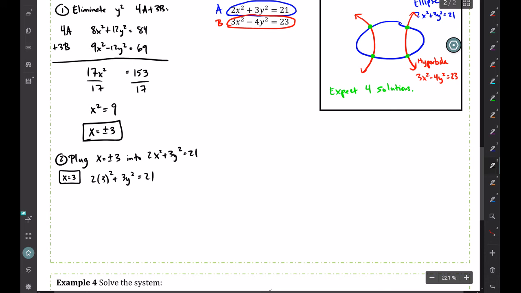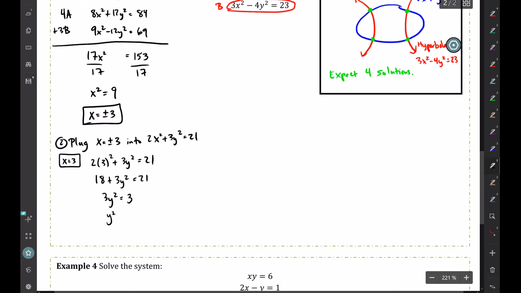So then that's 2 times 9 is 18. 18 plus 3y squared equals 21. So then that says 3y squared is equal to 3. So y squared equals 1, or y equals plus or minus 1.